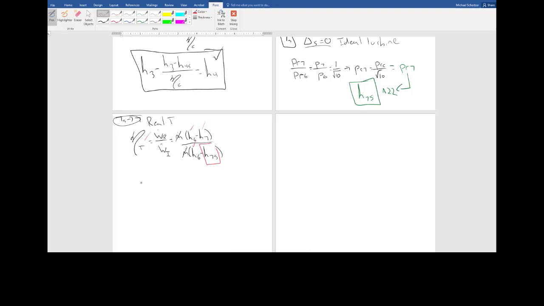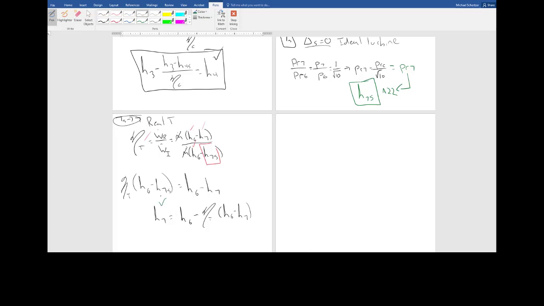So (H6 minus H7S) times my turbine efficiency is equal to H6 minus H7. So H7 is equal to H6 minus the isentropic efficiency of the turbine times (H6 minus H7S).